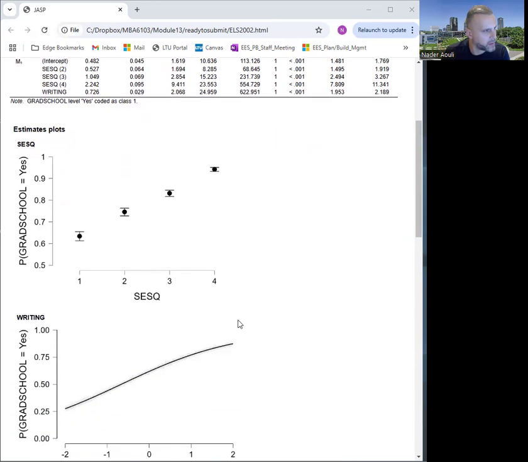Moving on to the estimated plots, let's look first at the SESQ plot. Here we can see on the x-axis the SESQ, and the y-axis is grad school equals yes, which is the probability of students attending graduate school. The data points represent the probability of attending graduate school for the different levels of SESQ. Looking at the trend, the probability of attending graduate school increases as the SESQ level increases.